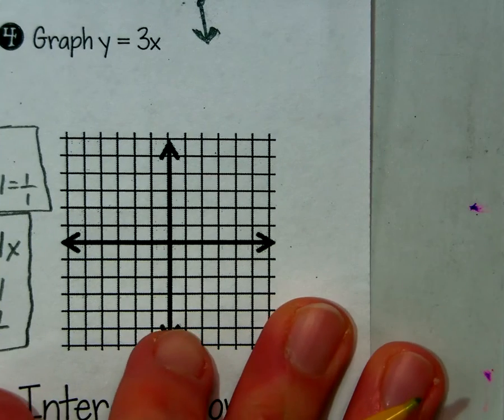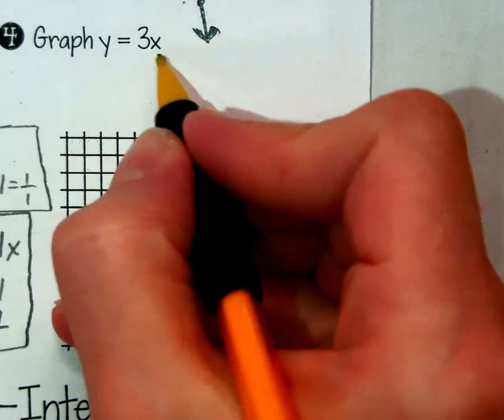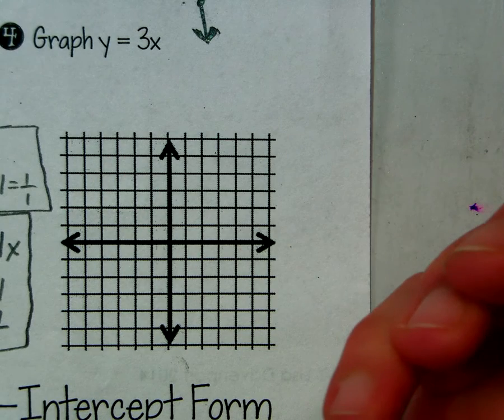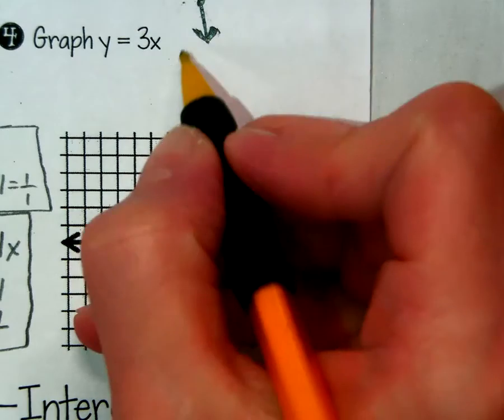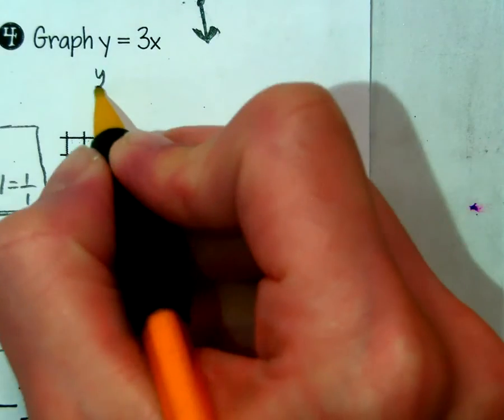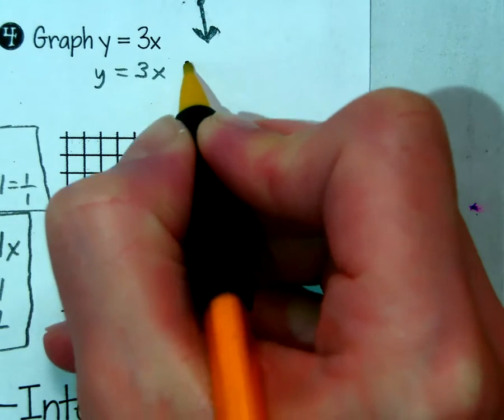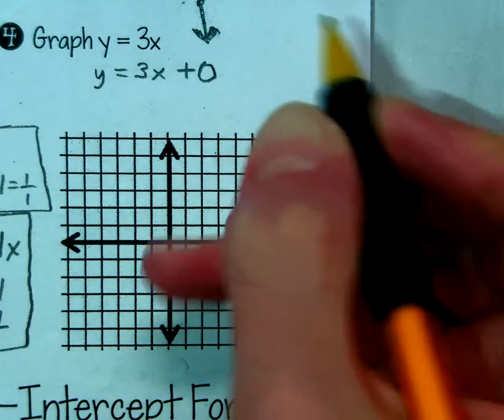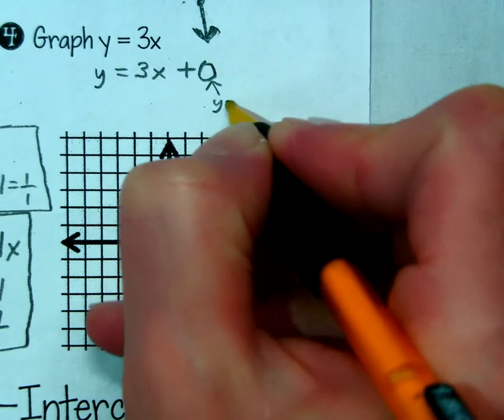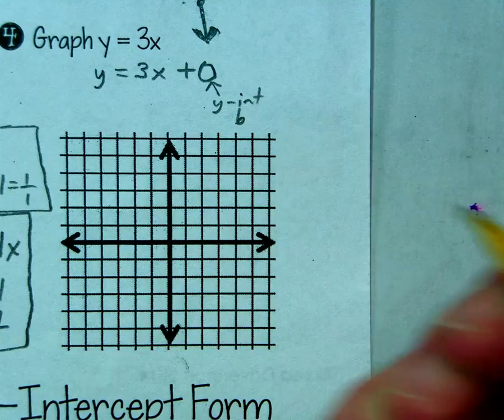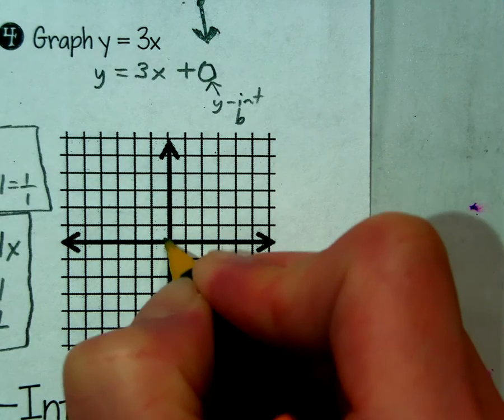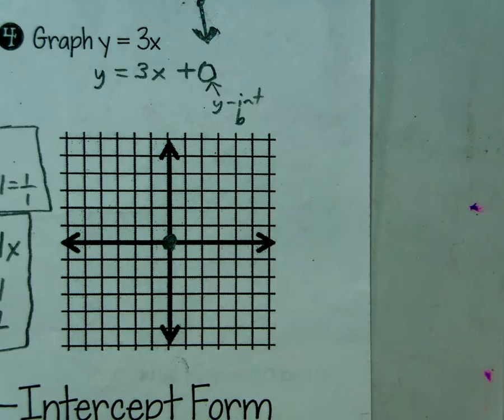There we go. It says graph y equals 3x. Well, we're supposed to start with the y-intercept, and there's nothing over here. So remember, when there's nothing over here, that's the same thing as plus 0. So that would be my y-intercept, my beginning point. So that means we're going to start at the origin on this one.